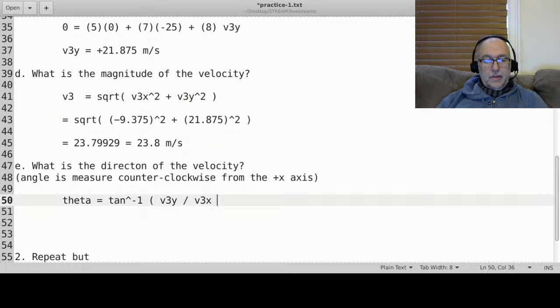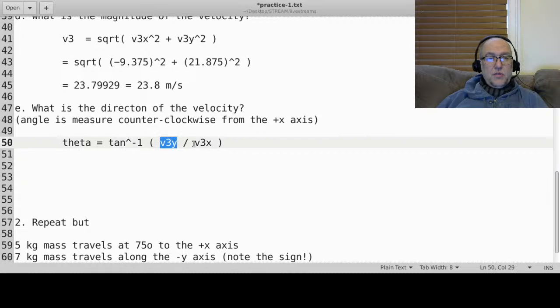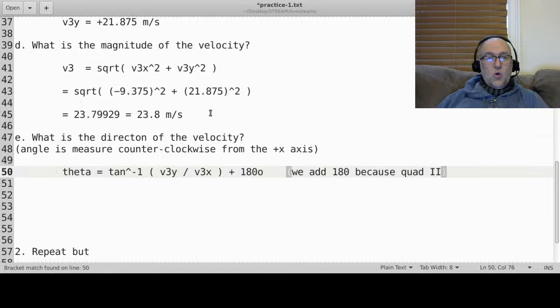All right, like that. When you do this, make sure you include the signs there. Now the next thing is plus 180 for y. We add 180 because it's quadrant 2. When it comes to angles, if you're in quadrant 2 and 3, you have no choice. You have to add 180, otherwise you get the wrong answer.